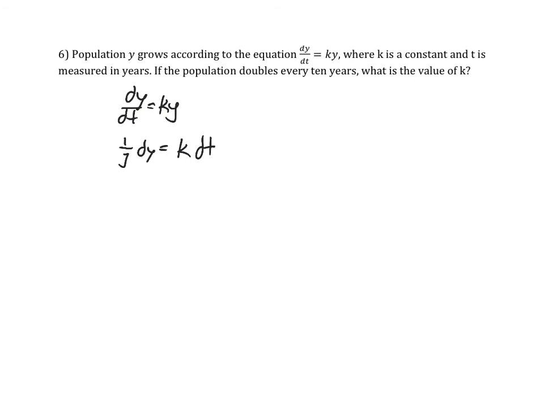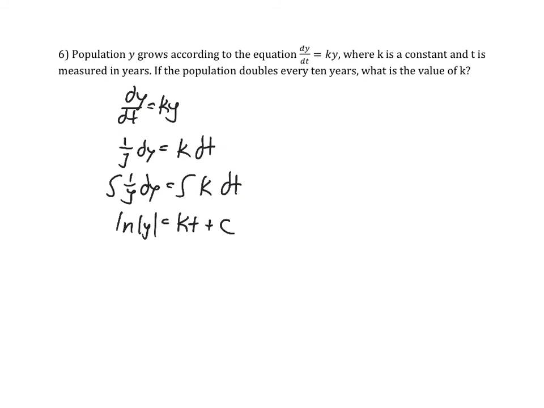If I integrate both sides, I get the integral of 1 over y dy equals the integral of k dt. The left side is ln of the absolute value of y. The right side is k, my solution key is wrong. Should be kt plus c. If you're looking at my solution key, I wrote kx. It really shouldn't be kx, it should be kt. ln of y equals kt plus c.